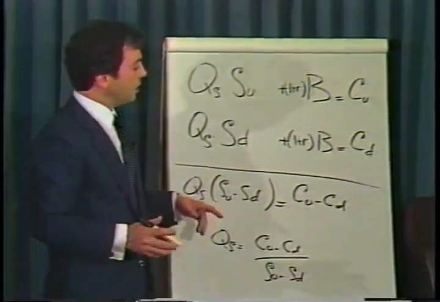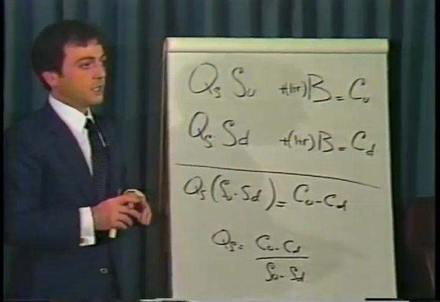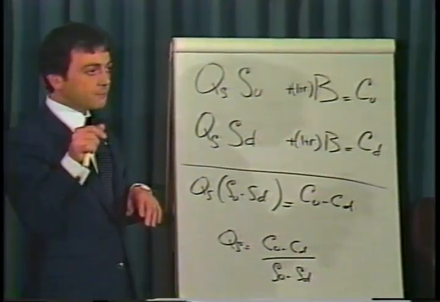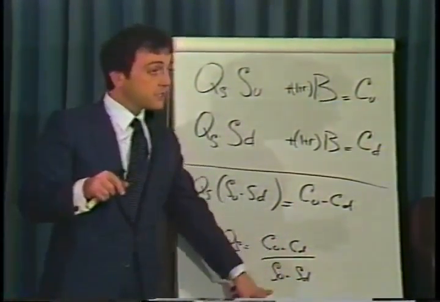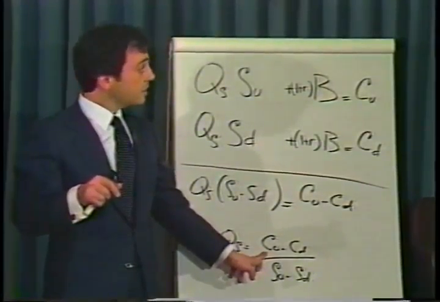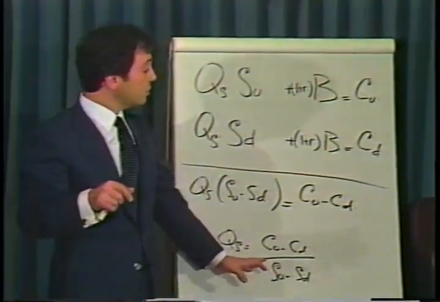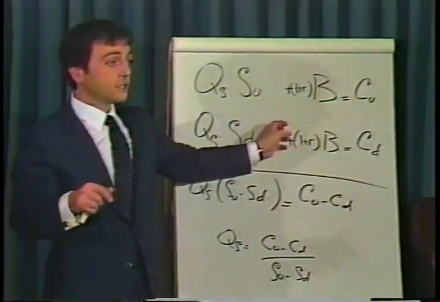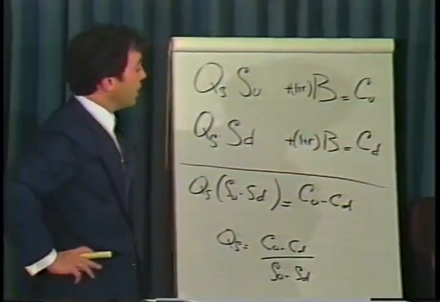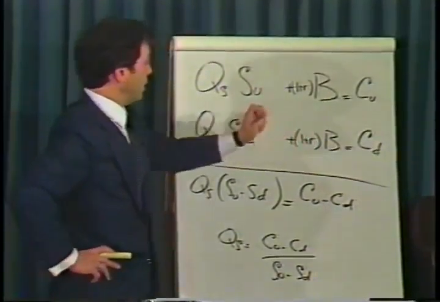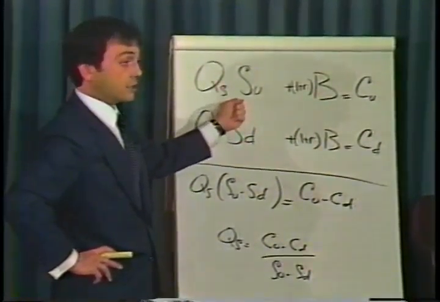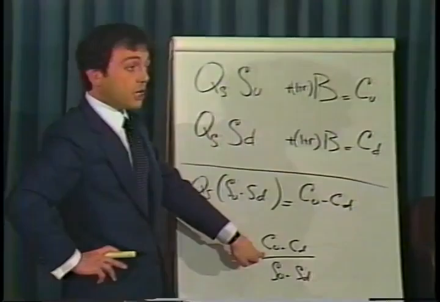This says that if we are in a world that can either go up or down, by choosing Q sub S equal to this, we have replicated the call option with another portfolio that consists of borrowing and the stock. And here is the quantity of the stock that we have to buy.